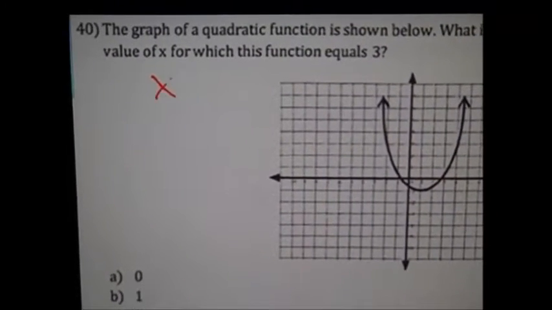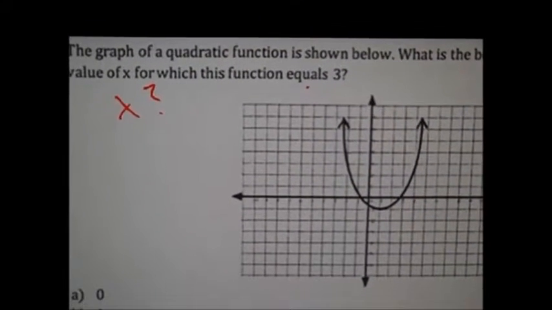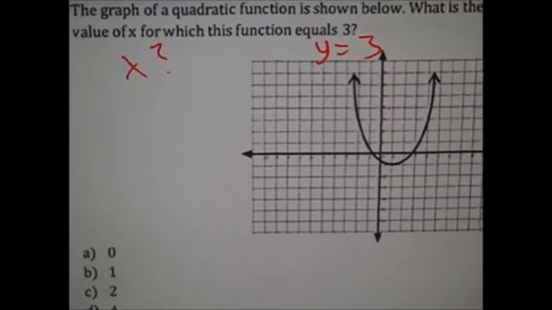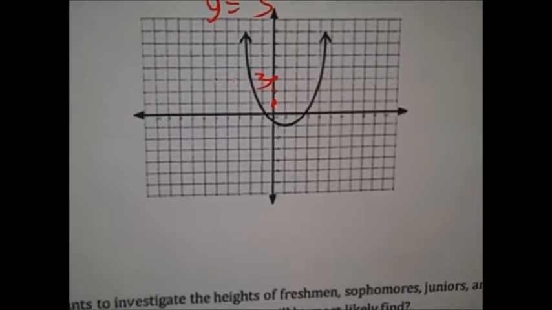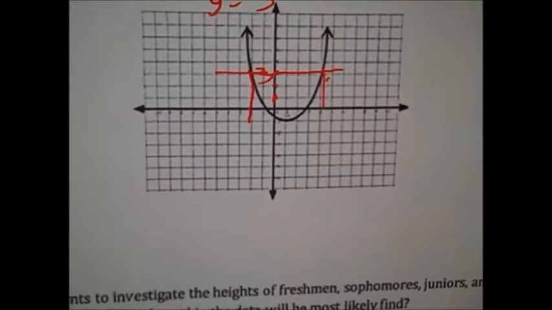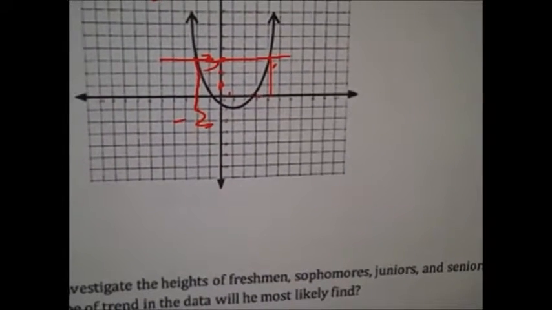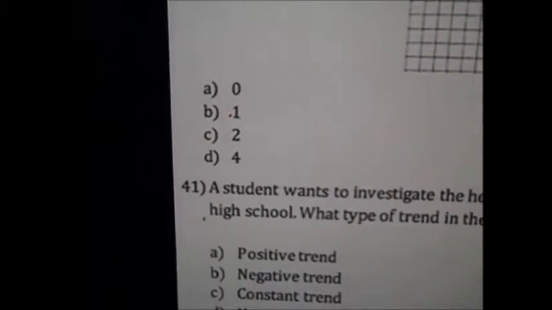Okay, it wants to know X, and it gives you Y. So we go to Y equals 3. Here's 1, 2, 3 right there, and see what X values give you those. Negative 2 is one of them. The other one would be 1, 2, 3, 4. Negative 2 or 4. Look in the answer choices. Negative 2 is not there, so it must be 4.